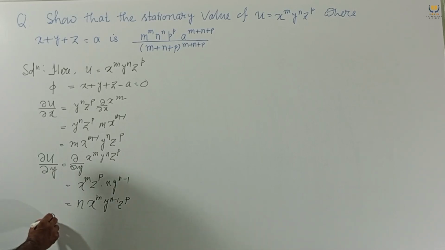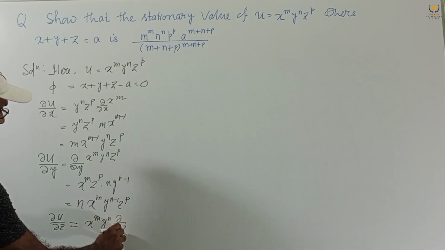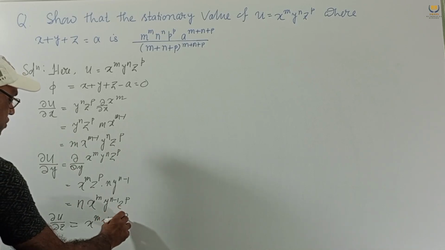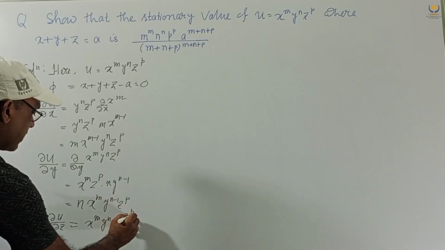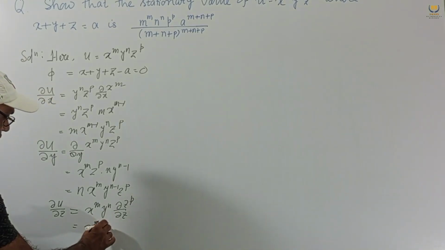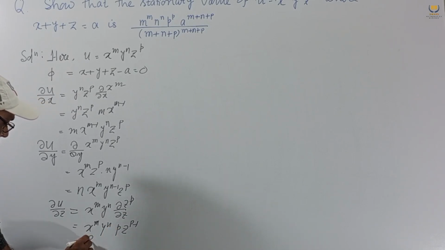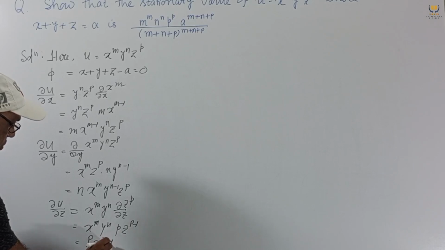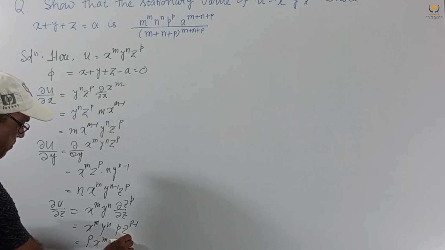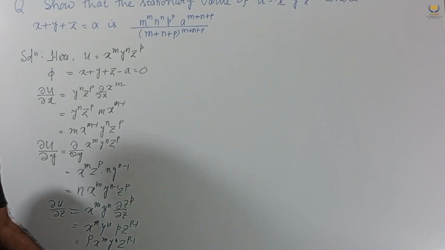Next we find del u del z. At the time these two are constant, this will be outside, y to the power n del z of z to the power p. We get this one, and this will be x to the power m, y to the power n, p, z to the power p minus 1. This is p x to the power m, y to the power n, z to the power p minus 1. These are del u del x, del u del y, del u del z.